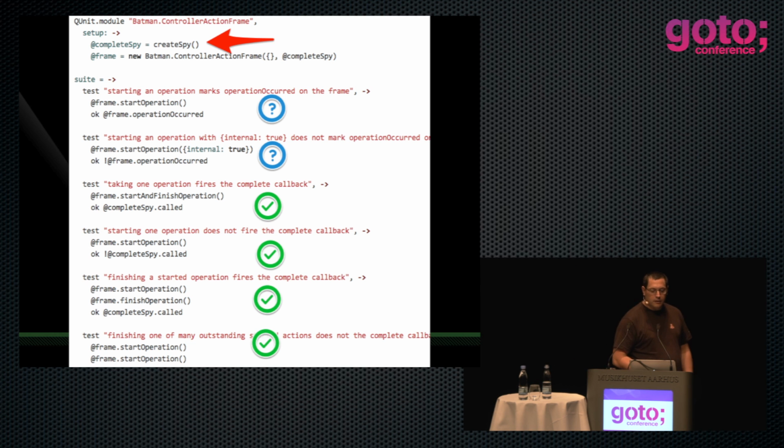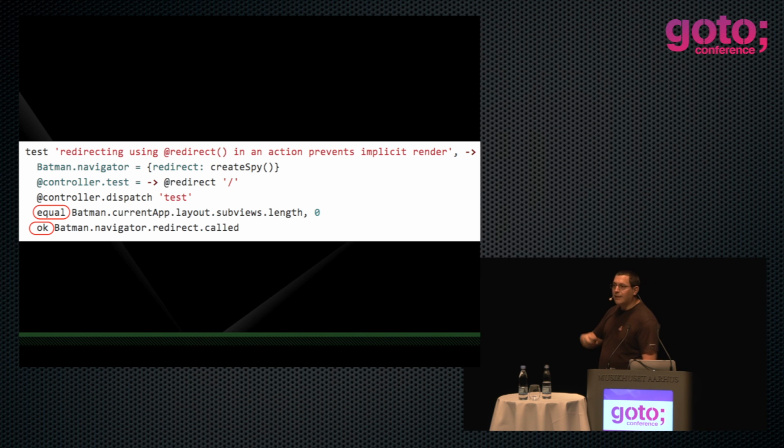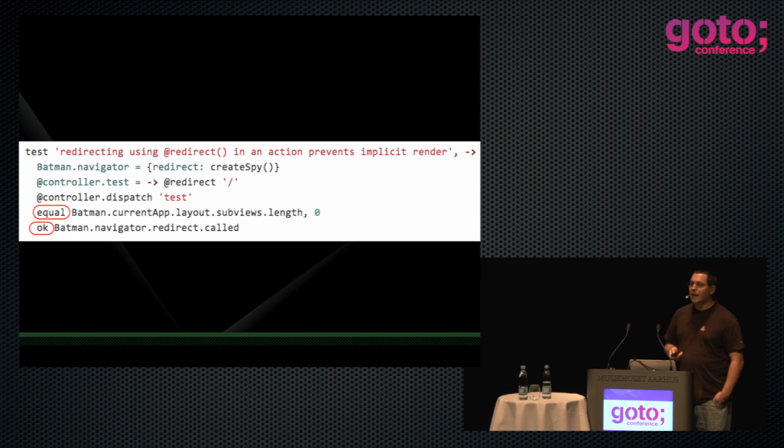And while we're at it, I don't think it's a great idea to test multiple things in the same test. I think that it makes the test name very, very generic. So maybe in jQuery, that's the pattern that has evolved. But I don't think this is a good pattern for use in every other framework as well. I think that if you have such a short test, but you're testing, look at the name, redirecting in action prevents implicit render. I'm not sure what prevents implicit render means, but if we look at the asserts, we say that the Batman current app subview's length is 0. Maybe that's what prevents actually means. But then there is, I'm making sure that the navigator redirect was called. Now, interesting questions.